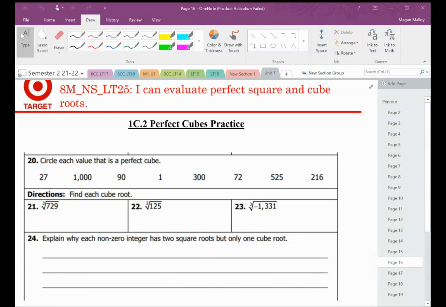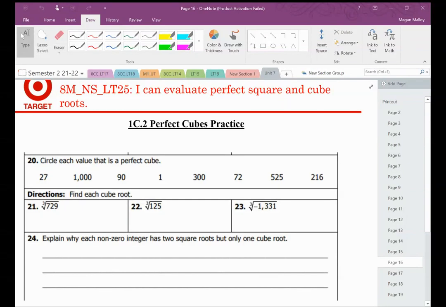All right, these are the answers for your perfect cubes practice. Make sure that you have completed the practice before you check your answers so that you can understand where you might still have questions.